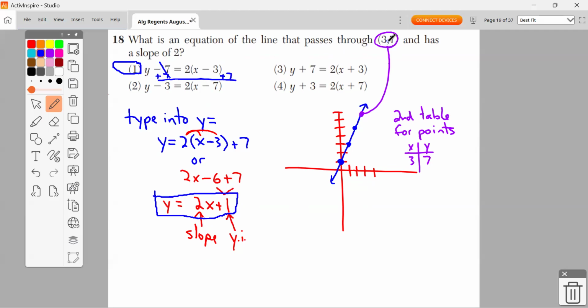So it has a slope of 2 and it goes through that point. We could also double check this by typing second and table, typing in that equation, hitting second and table for your points, and you'll see 3, 7 in the table. But choice number 1 is the one that does it.